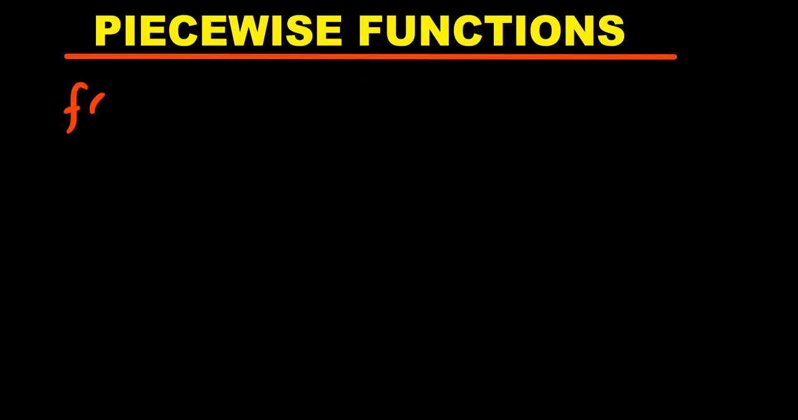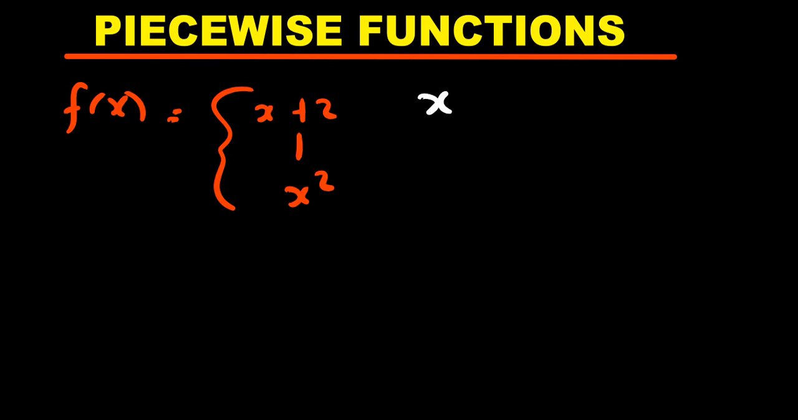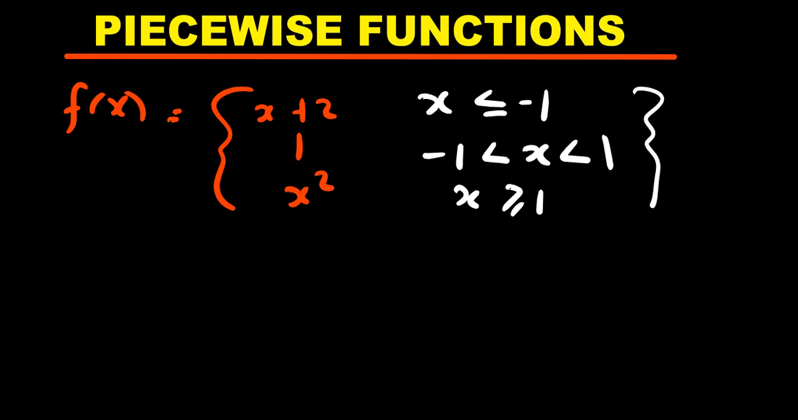Let's say you're given f of x is equal to x plus 2, then 1, then x squared. Then they'll give you the domain for these functions. They might give you x values less than or equal to -1. They might give you x in between -1 and 1. Maybe they might also give you x greater than or equal to 1. So these are very simple to solve because they've already given you the domain. Okay, so how are you going to graph it?